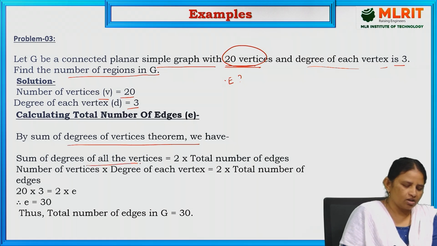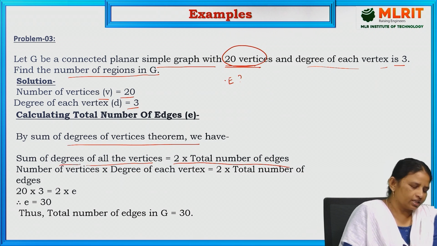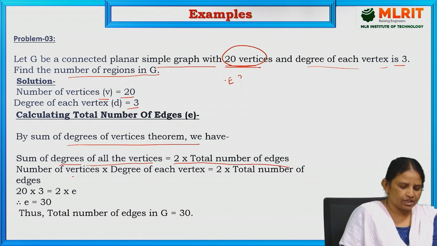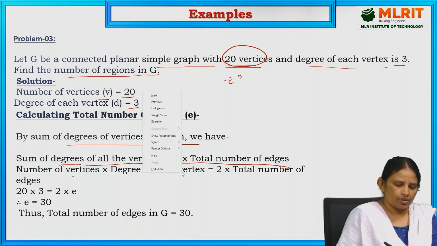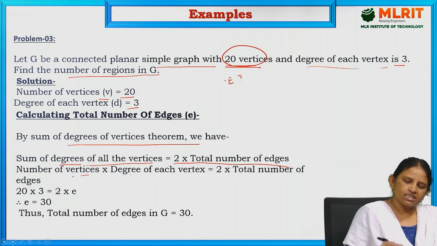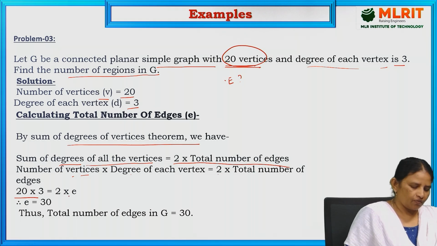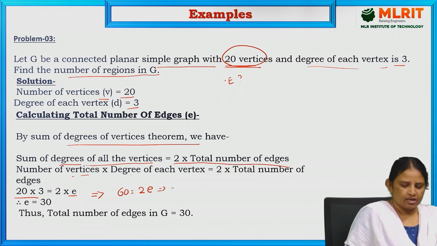According to the theorem, the sum of the degrees of the vertices is equal to 2 times the total number of edges. How to find the sum of the degrees? Number of vertices times degree of each vertex. How many vertices are present? 20. What is the degree of each vertex? 3. So 20 into 3 is equal to 2 into E. We don't know the E value, so we calculate it from this. 20 into 3 is 60, equal to 2E. Then E equals 60 by 2, that is 30. That means the number of edges is 30.